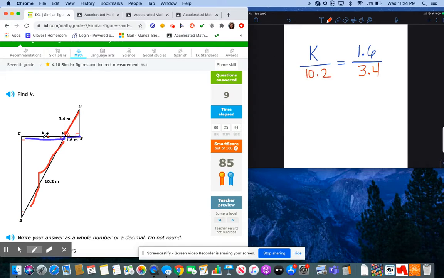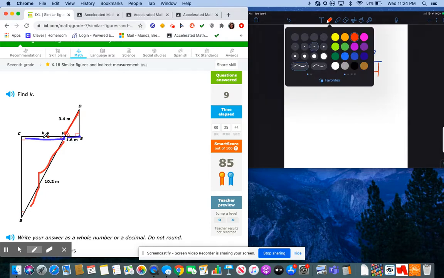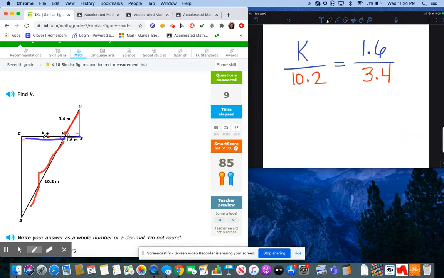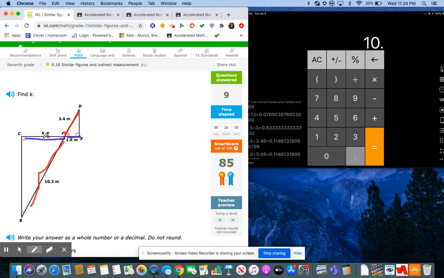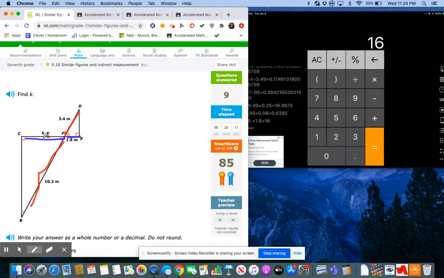And so at this point, I will cross multiply, right? I can say here, okay, K times 3.4 is 3.4K equal to 10.2 times 1.6. Let's go ahead and do that. 10.2 times 1.6. We have 60. No, I typed it wrong. 10.2 times 1.6. 16.32.